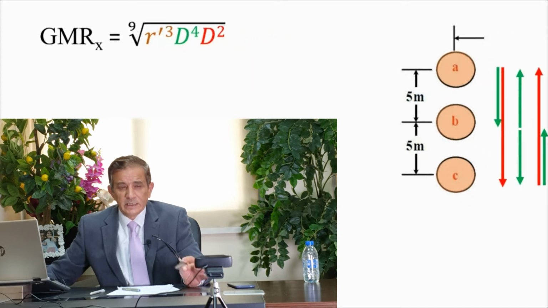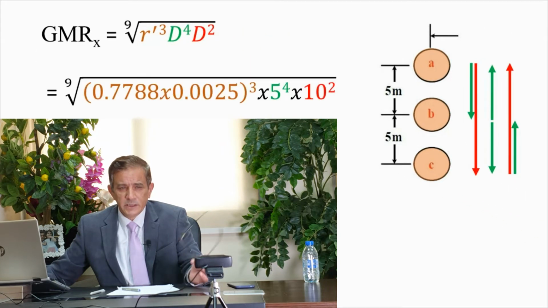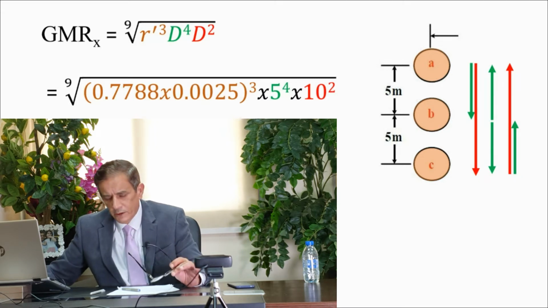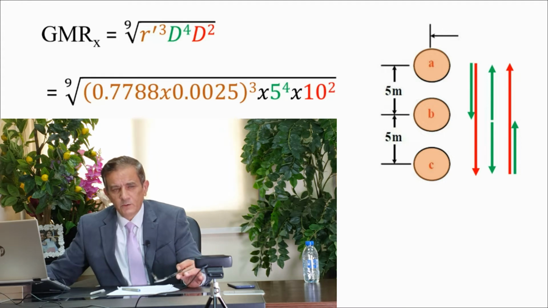Here, since I'm talking, we'll see another example. We'll be having GMRL, GMRC. When I'm working with the inductance, I will use R dash. When I'm working with capacitance, I will use R. R dash means e to the minus 1 over 4 times the radius. E to the minus 1 over 4 is 0.7788.